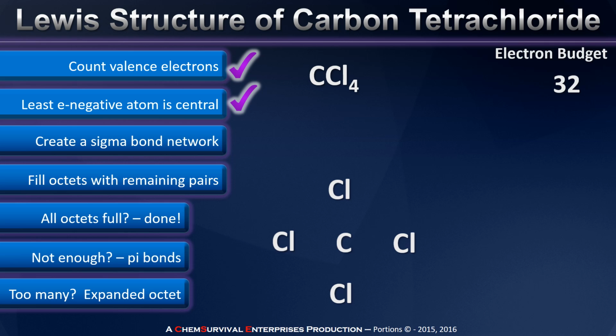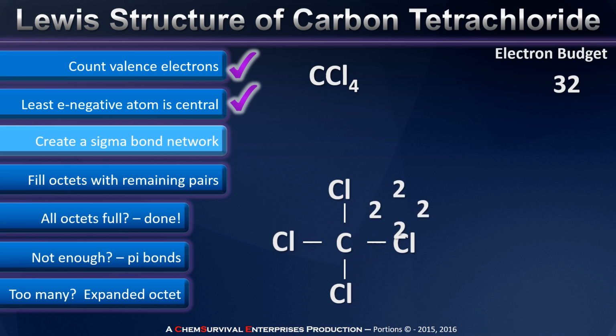Step 3 tells me to create one bond between each peripheral atom and the central atom, creating a sigma bond network that holds the molecule together. My network looks like this. I've had to use 4 bonds to complete my bonding network. And of course, each covalent bond has 2 electrons associated with it. So I've used a total of 8 electrons from my budget, leaving me with 24 electrons to try to satisfy octets.